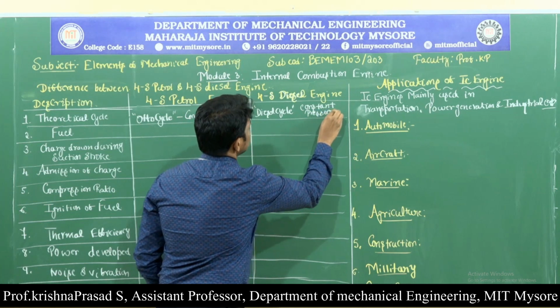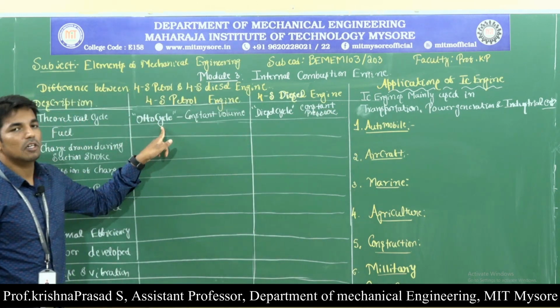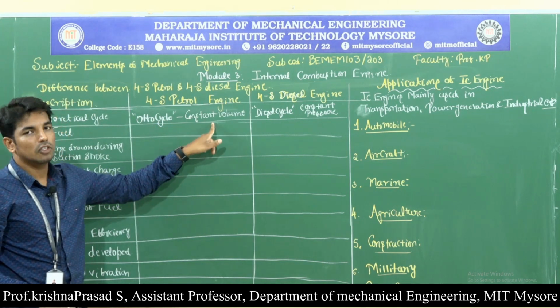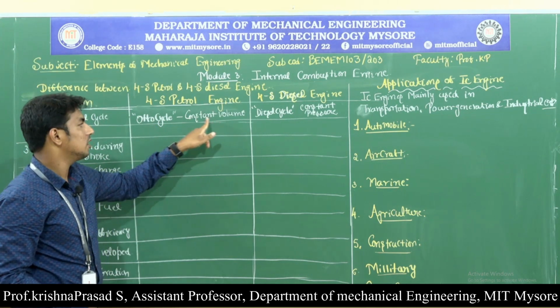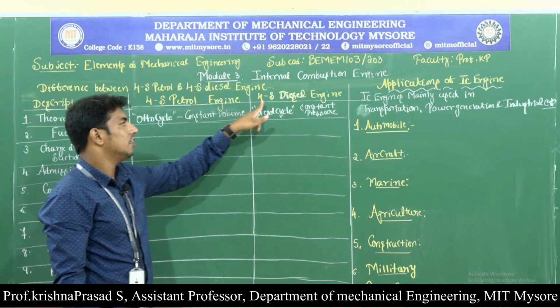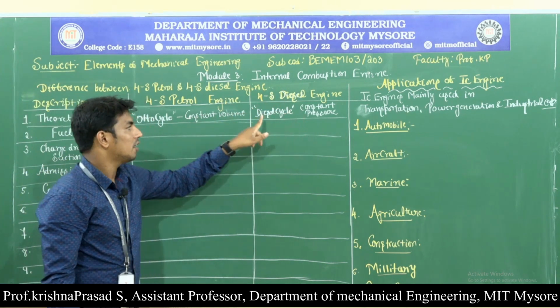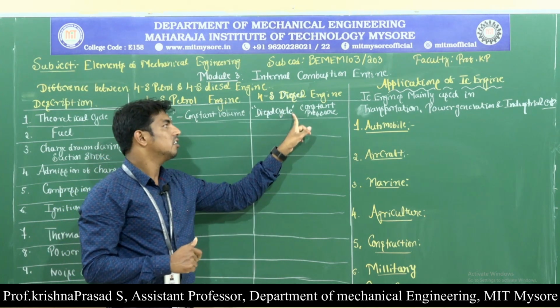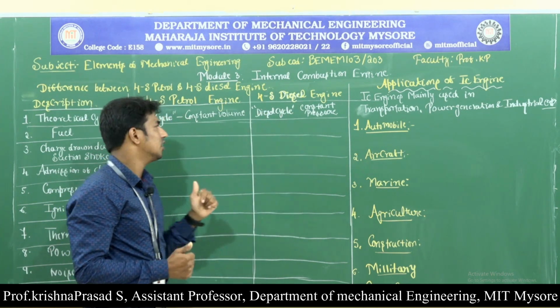That means in the case of the 4-stroke petrol engine, at the end of the compression stroke, the volume remains constant for the small displacement, hence it is called the constant volume heat addition cycle. And in the case of the 4-stroke diesel engine, at the end of the compression stroke, pressure remains constant for the small displacement, hence it is called the constant pressure heat addition cycle.